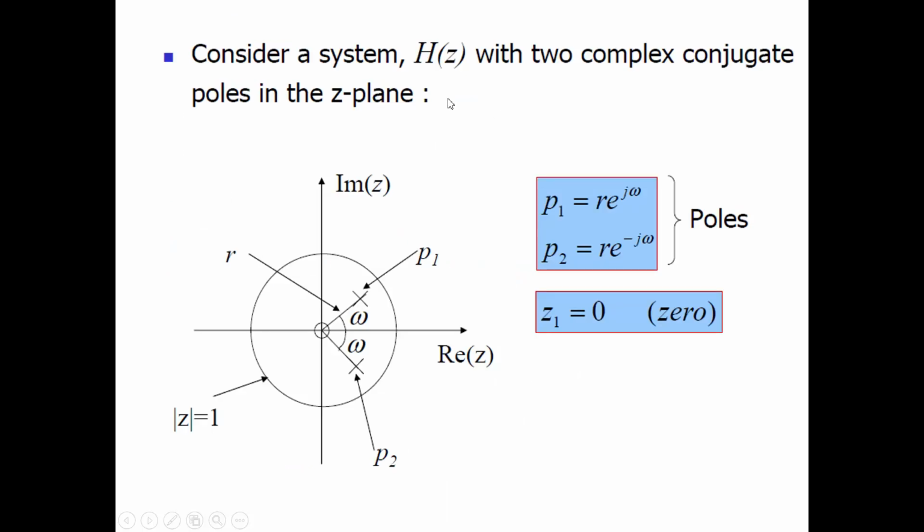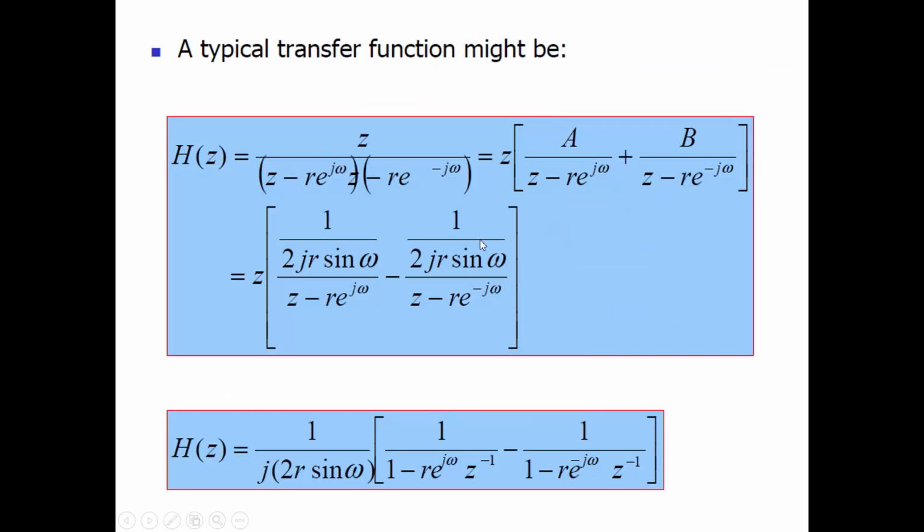Now consider a system with two complex conjugate poles in the z-plane. So we have a complex conjugate pair of poles. The first pole is represented in the polar form as P1 is equal to R e to the power j omega. The second pole P2 is R e to the power minus j omega. So these are the two poles, and a zero is there at the origin. So Z1 is equal to 0. We have to try to determine the transfer function of this filter.